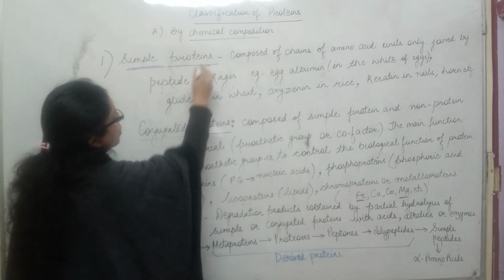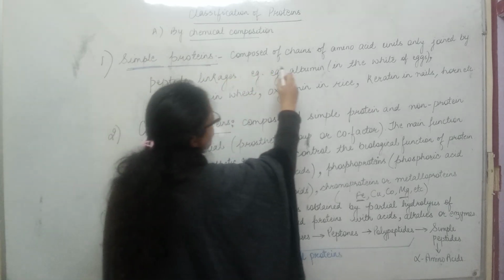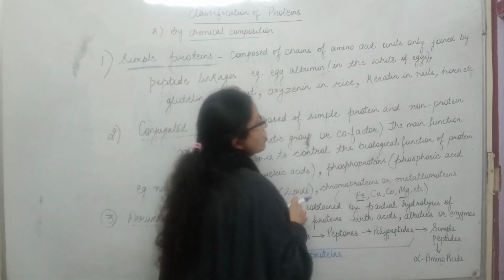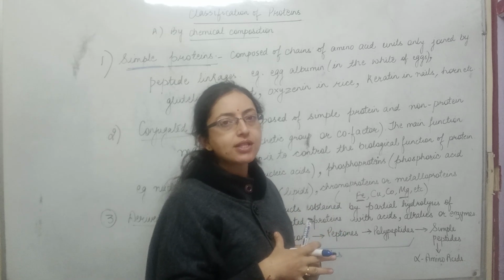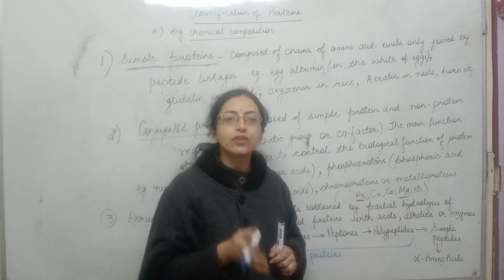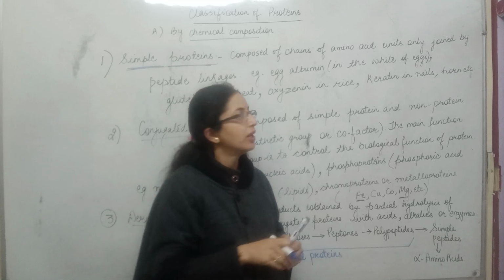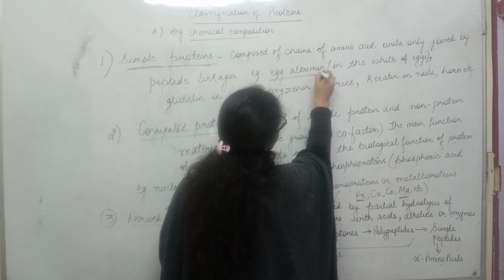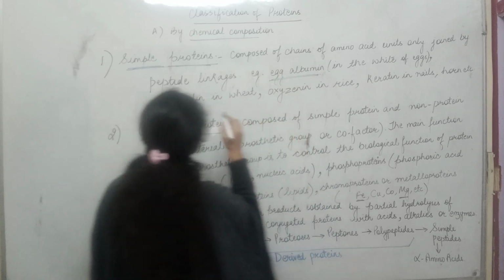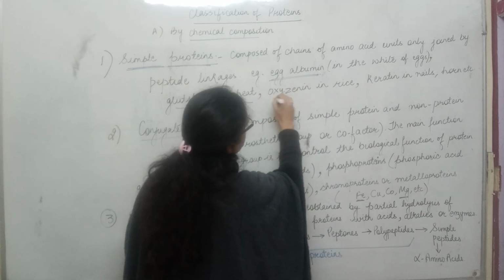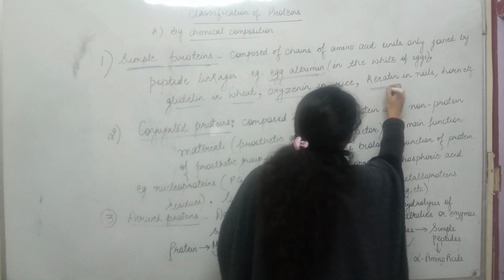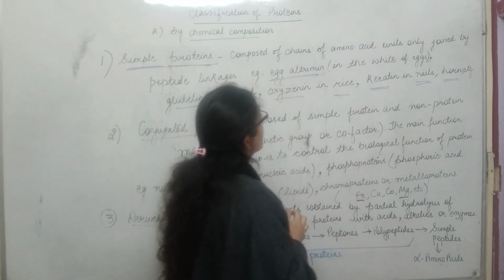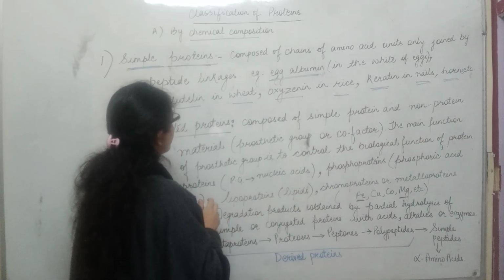Simple protein किससे बने होते हैं? Alpha amino acids से. So these are composed of chains of amino acids uniformly. ठीक है? So they're just composed of alpha amino acids. और जब इनको hydrolyze करेंगे, so they will produce the same alpha amino acids on hydrolysis. So what are the examples? Egg albumin, which is present in the white of egg. Then gluten in wheat, oryzenin in rice, keratin in nails, horns, etc. Okay, these are some of the examples of simple proteins.